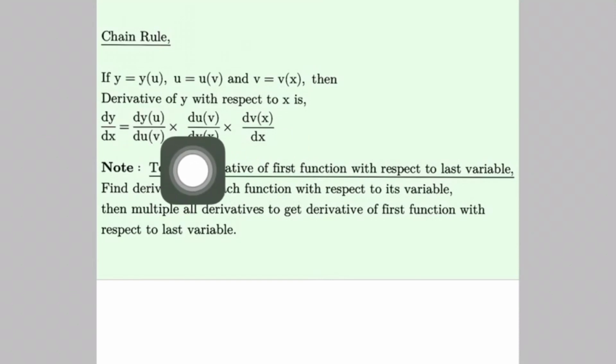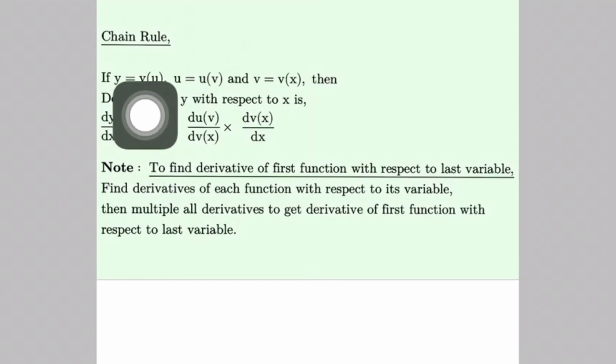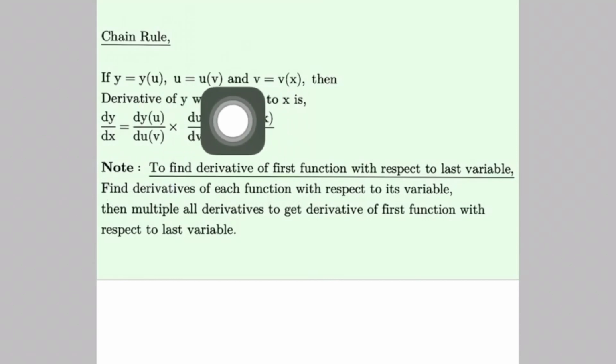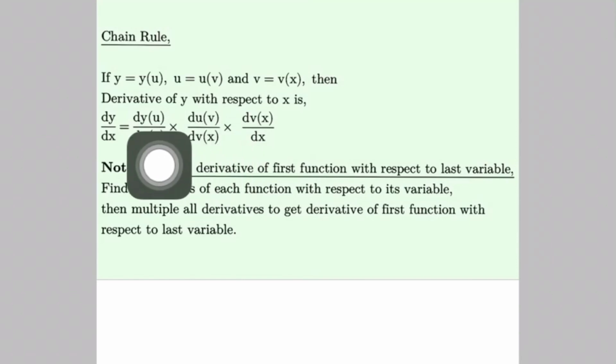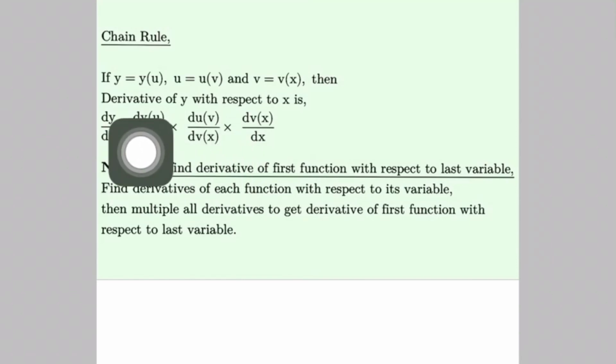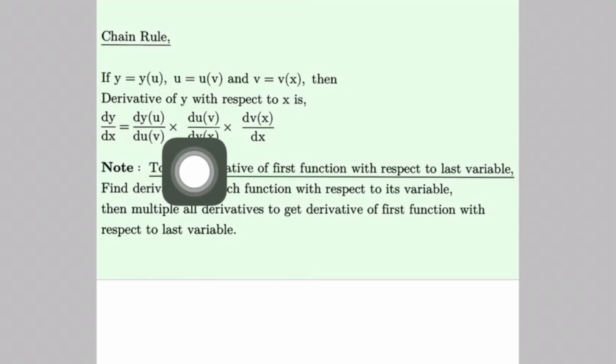If you are asked to find the derivative of y with respect to v, then you have to find only these two factors, the derivative of y with respect to u and the derivative of u with respect to v, and there must be dy by dv. So dy by dv is equal to dy by du multiplied by du by dv.